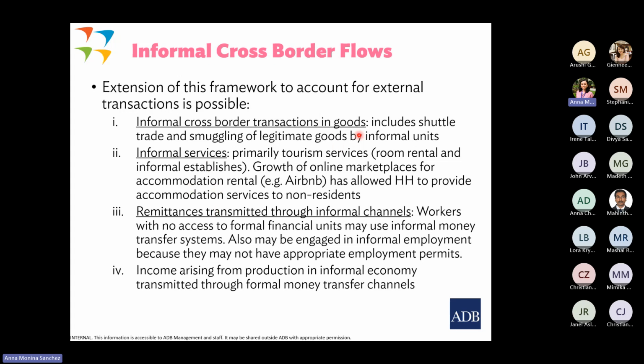Any remittance transmitted through informal channels. So workers with no access to formal financial units may use informal money transfer systems. They also may be engaged in informal employment because they do not have the appropriate employment permits. So you can cover these as well. And finally, any income arising from production in informal economy may be transmitted through formal money transfer channels. For instance, households are increasingly using digital money transfer systems for remittances and other cross-border transactions. So the income derived may generate imports of consumer goods and imports of services.